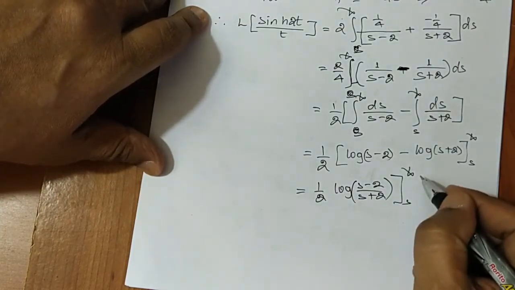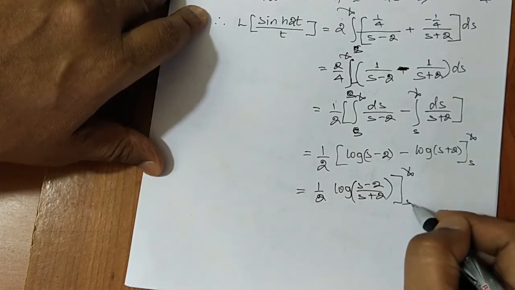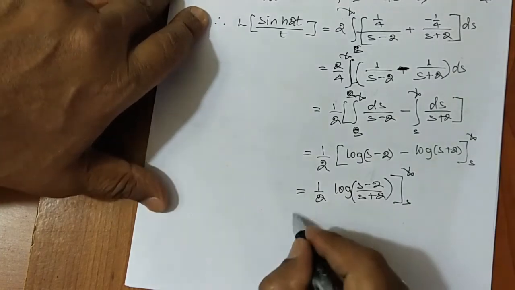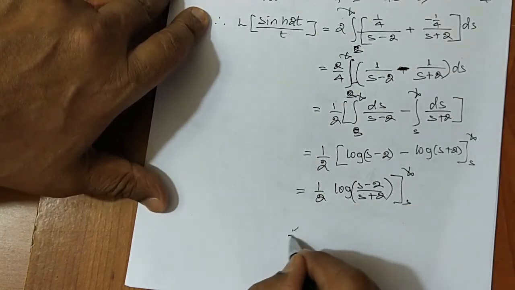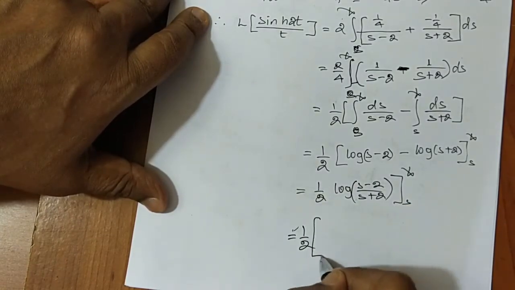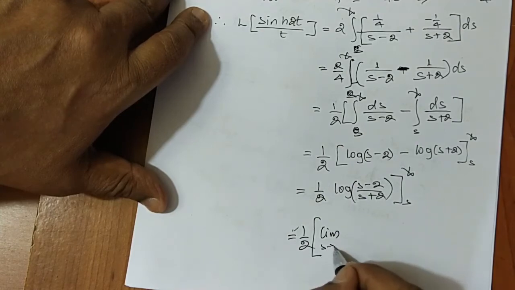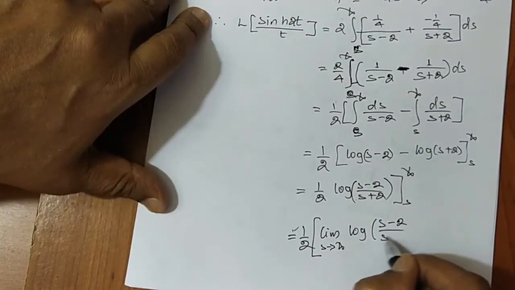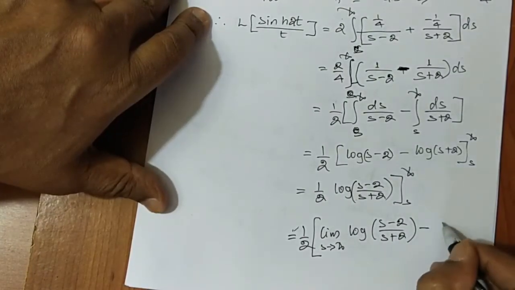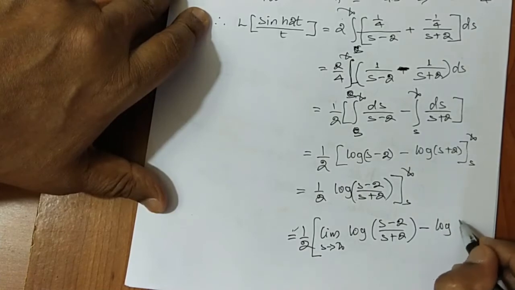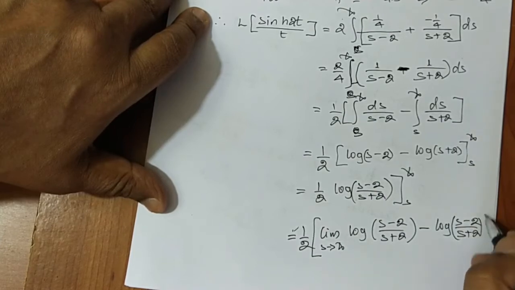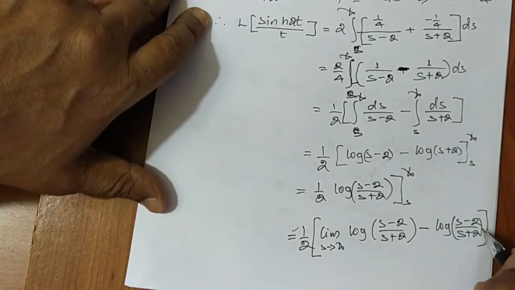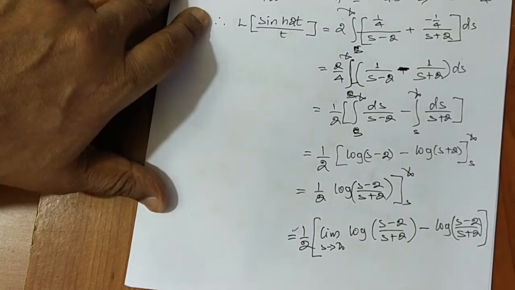Now I should take the limit as s tending to infinity minus I should take the limit as s tending to s or put s is equal to s. So this will be what? Half limit as s tending to infinity log of s minus 2 over s plus 2 minus log of s minus 2 over s plus 2. This is the lower limit. I have replaced s by s only. So I get the same term. So this half is common for both these terms.